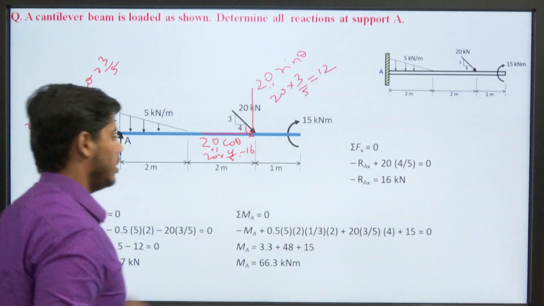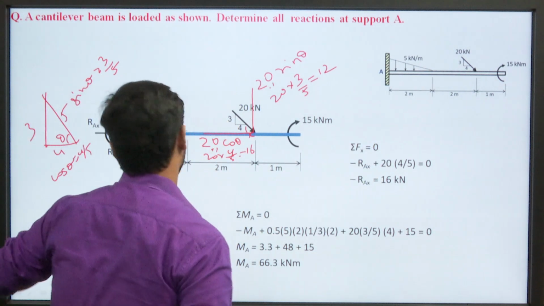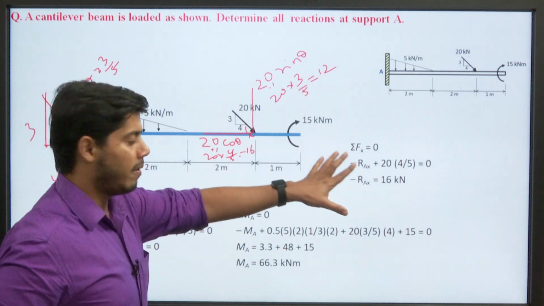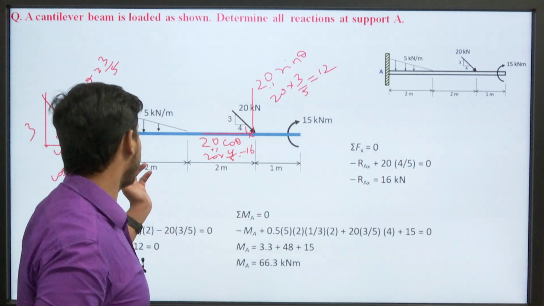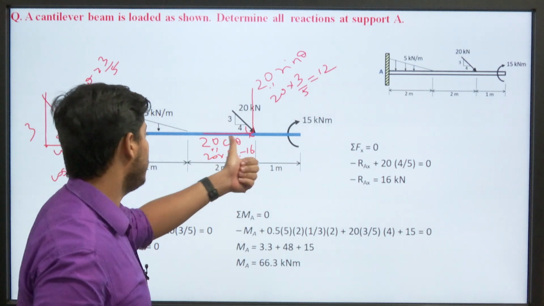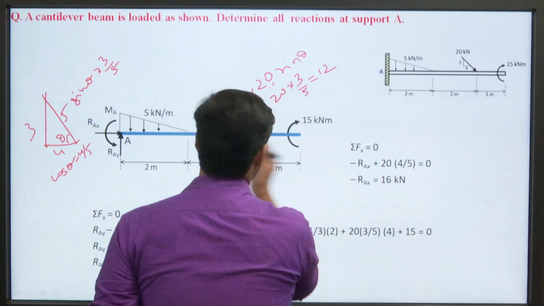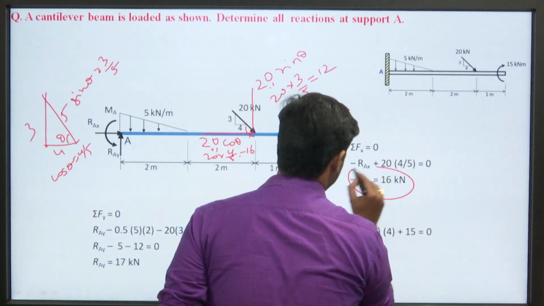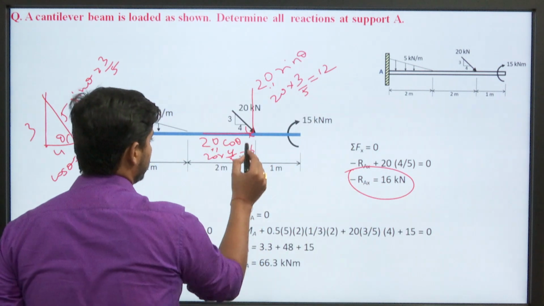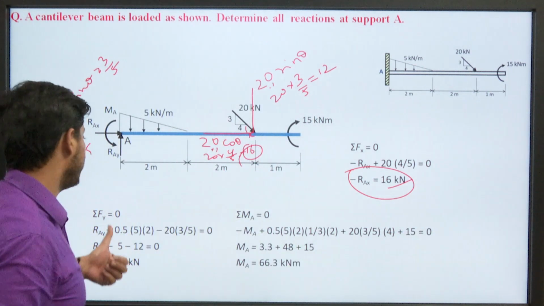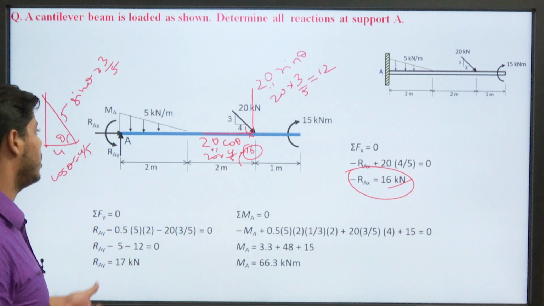Now, the first step is summation of Fx equal to 0, so RAX minus 16 equals 0, giving the horizontal reaction magnitude of 16 kilonewton. Next is the summation of all the vertical forces.